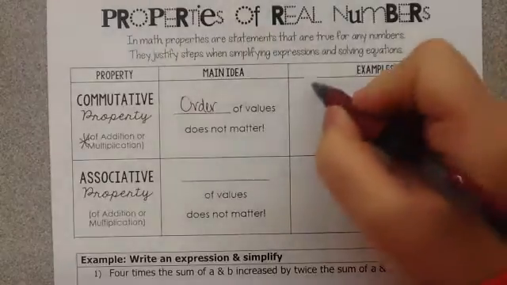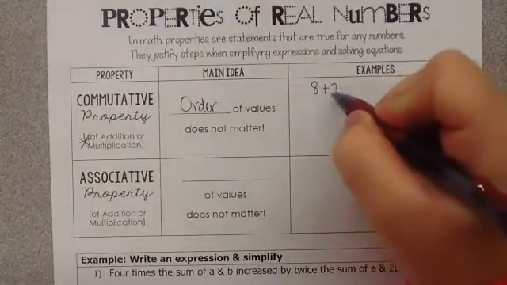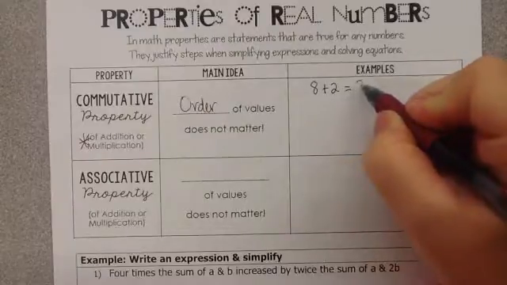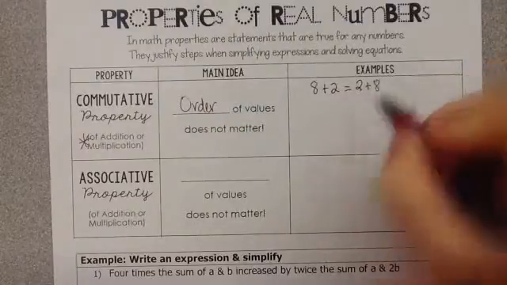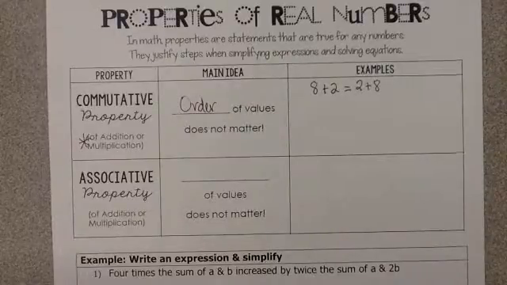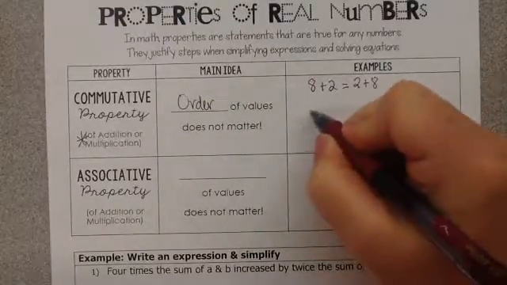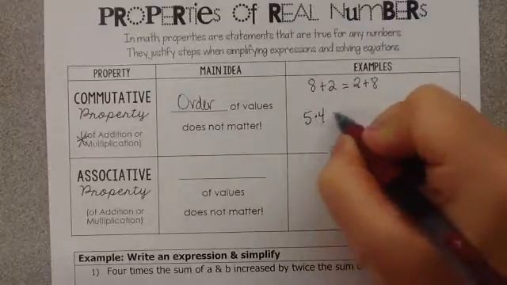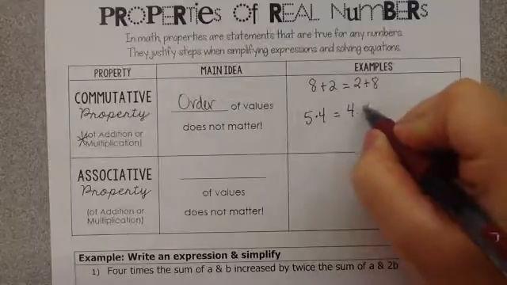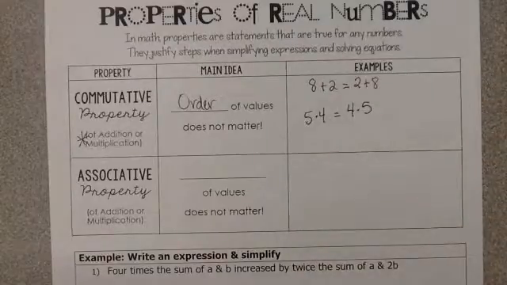For instance, 8 plus 2 will give you the exact same value as 2 plus 8. Okay? The order does not matter. I could do 5 times 4. That is the same as 4 times 5. Okay? So the order does not matter. You can switch the order for the commutative.